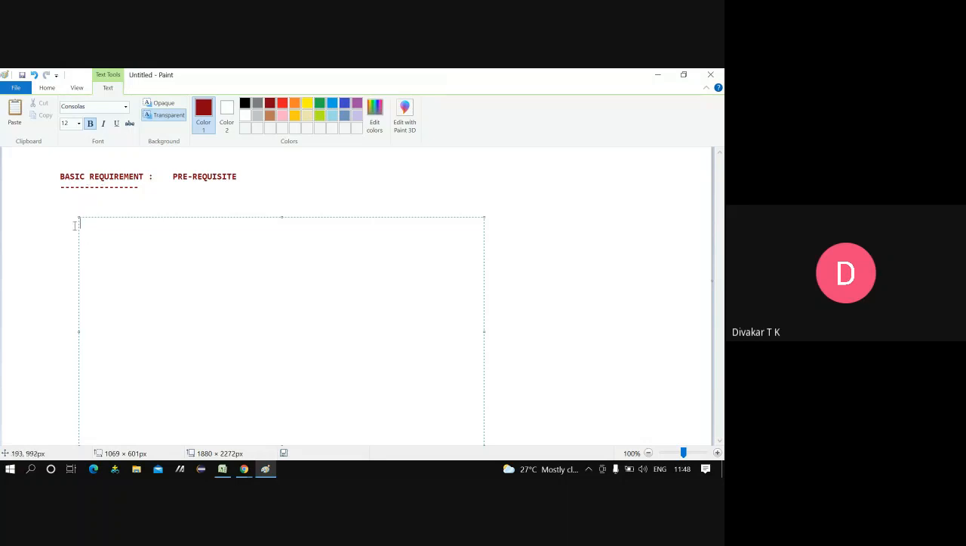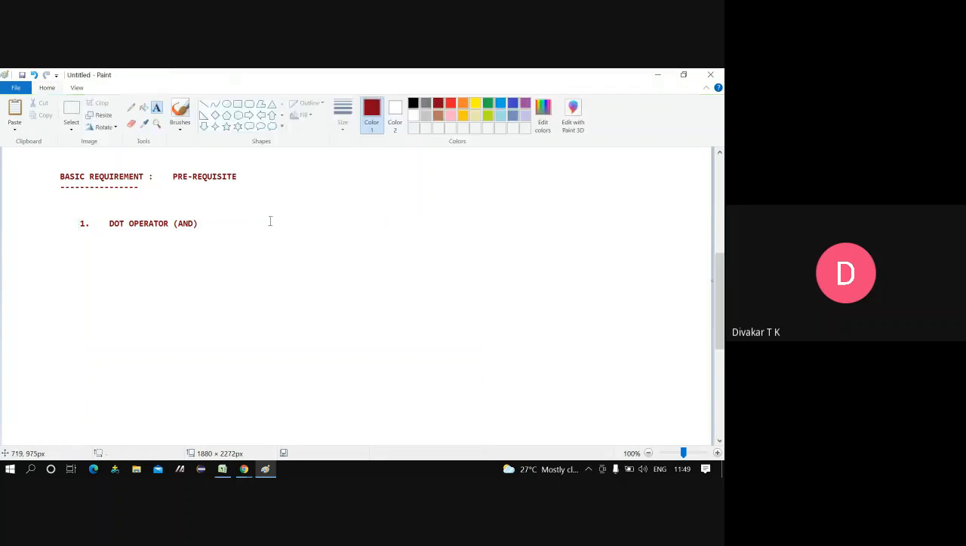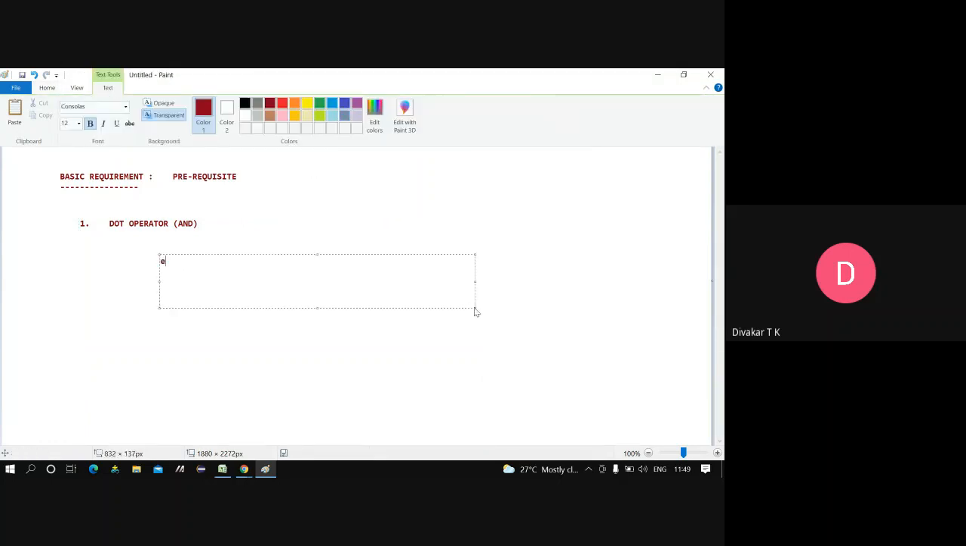First I will talk about the dot operator, then we'll go for the plus operator, then the star operator. How to use the dot operator? This is very, very important, so please listen carefully. What does the dot operator do? It means AND. I'll explain by giving an example.